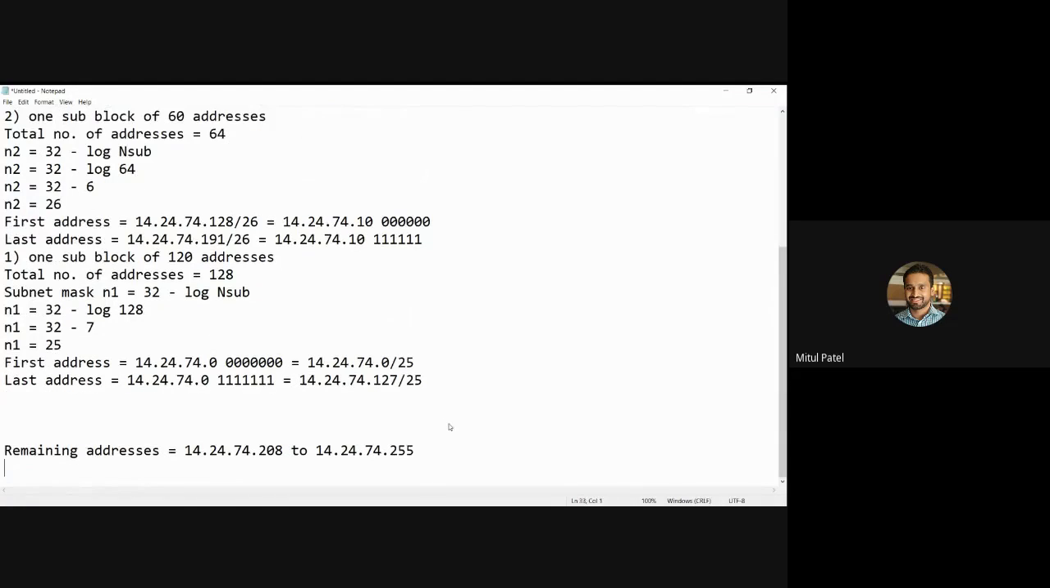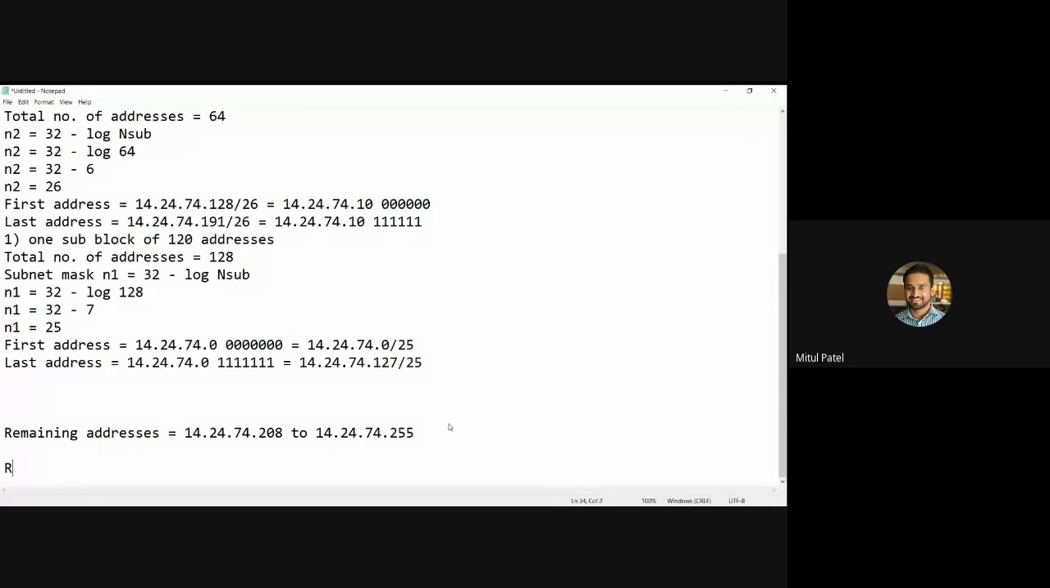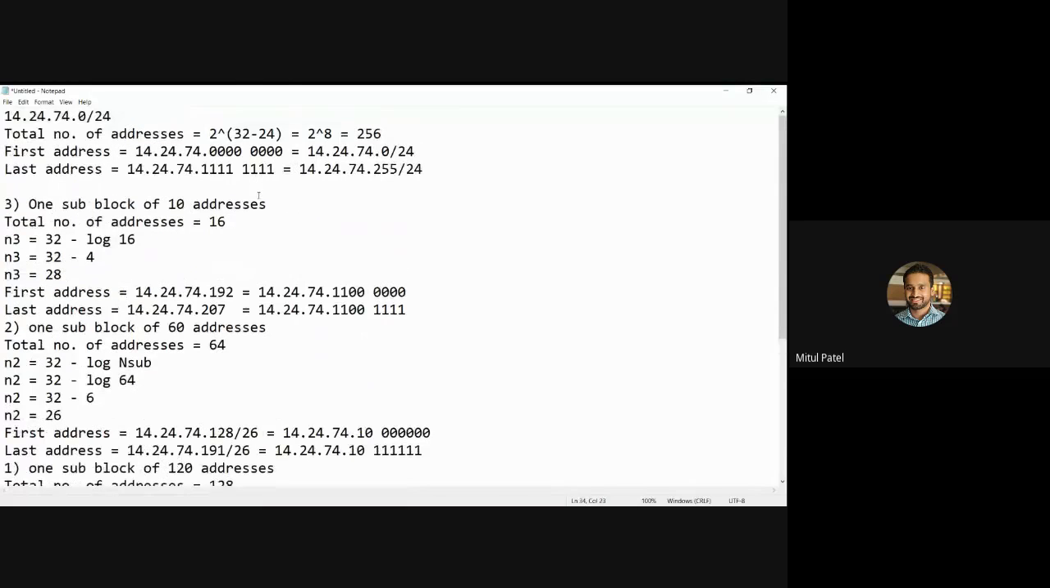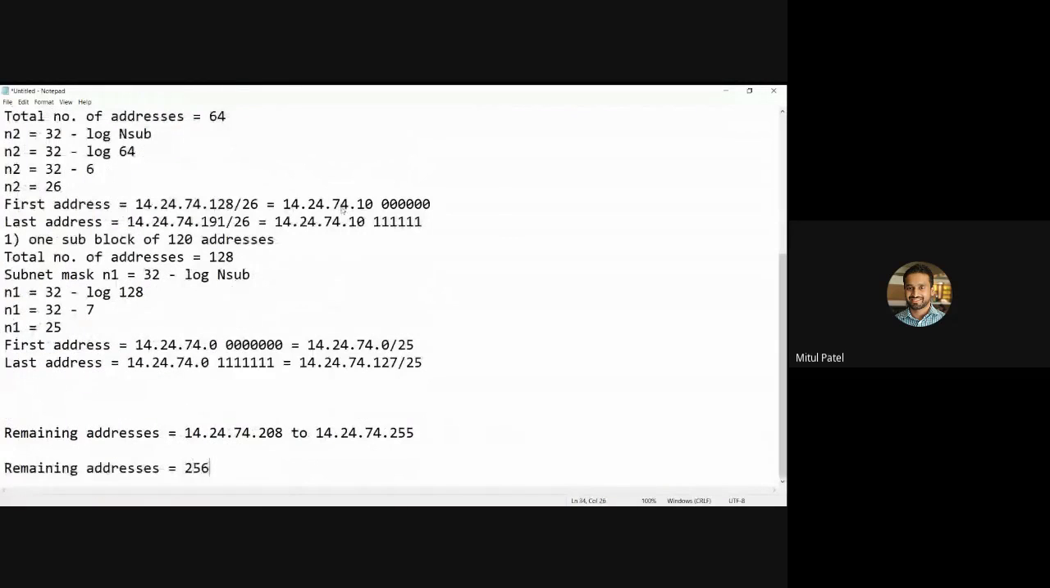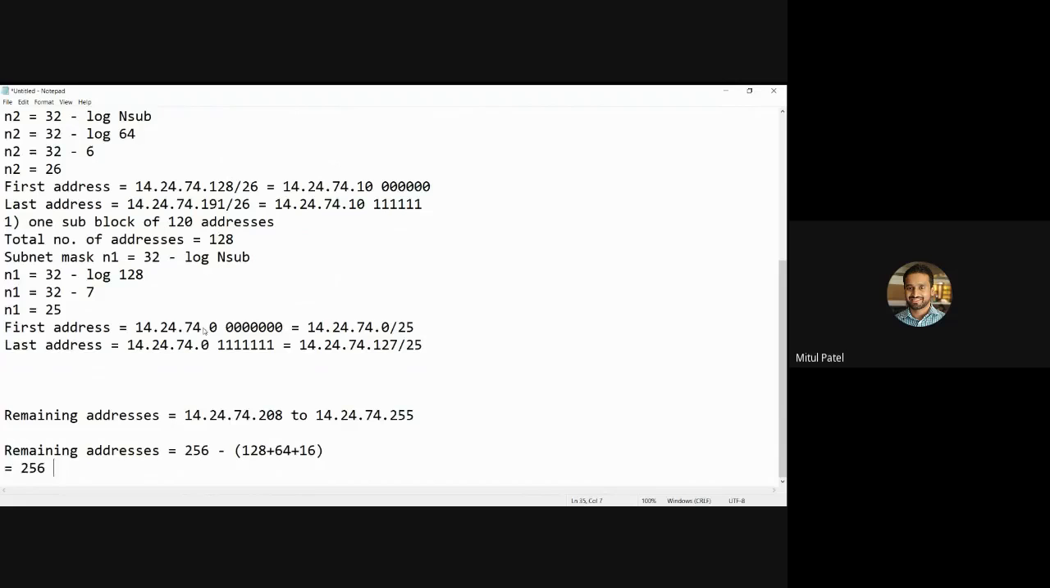How many in total will remain? The whole block is of 256. Out of that, how many have we allocated? For the 120 requirement we allocated 128, for 60 we allocated 64, and for 10 we allocated 16. Remaining addresses will be 256 minus this value.